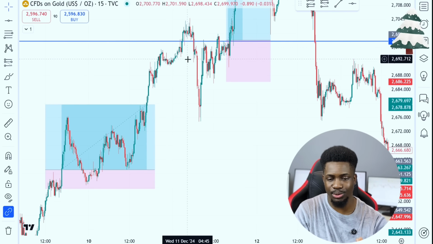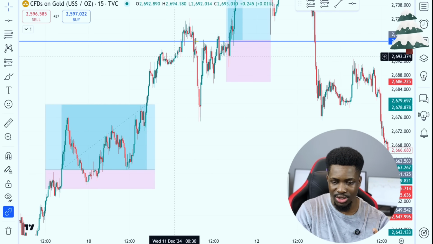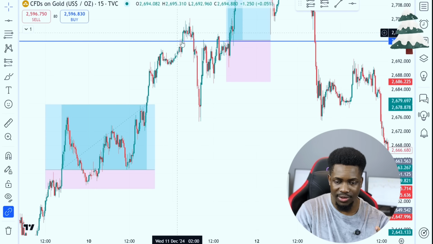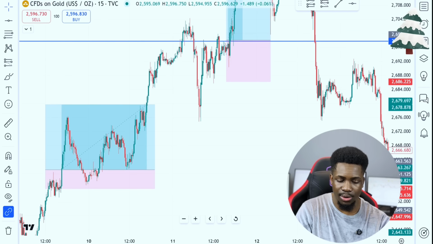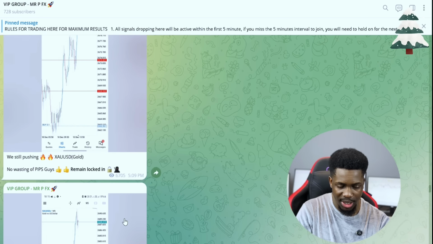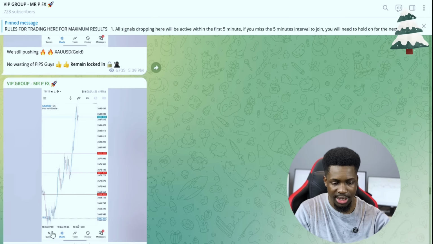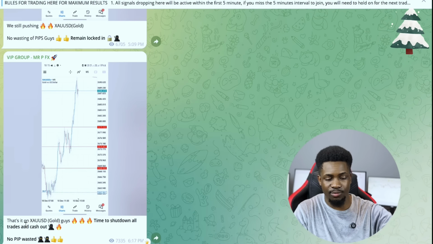So it just kept pushing up after that, right? You can literally just see this movement. It just kept pushing up after that. So we left this trade just around this region. So we're still pushing on gold, remain locked in. So I told everyone to remain locked in, and this was where I said everyone should zoom out.